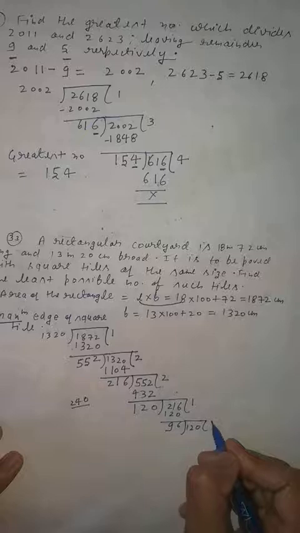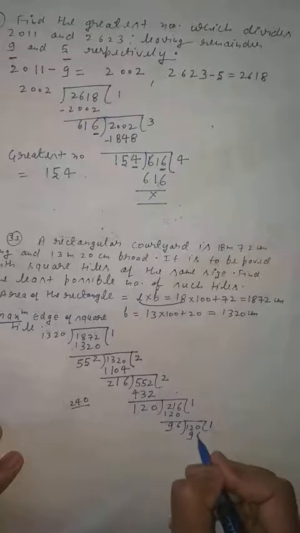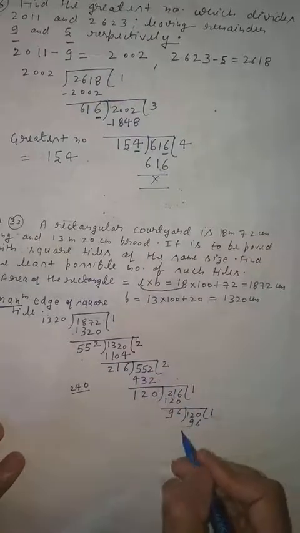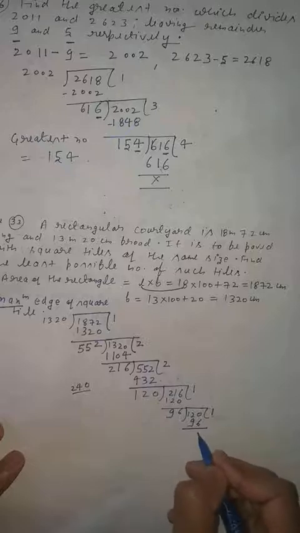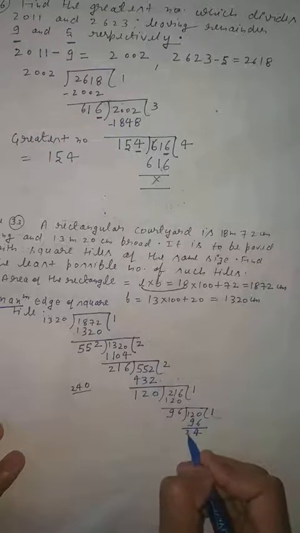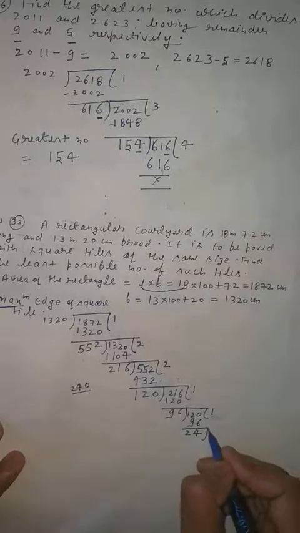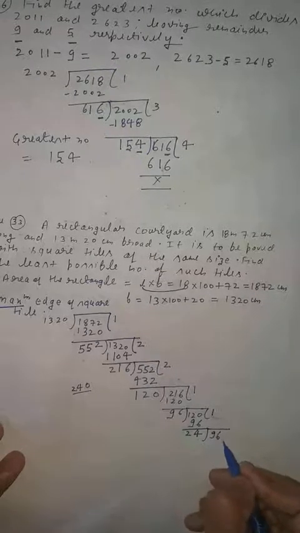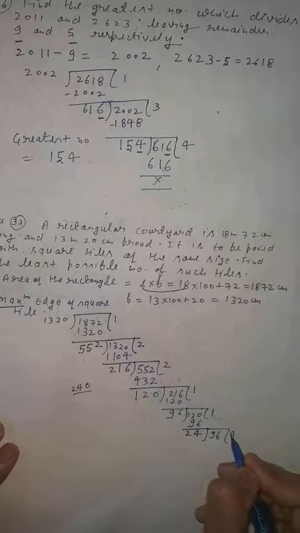Again you will divide 120. This will come 1 times. This will come 10 minus 6 4. 11 minus 2 9. 11 minus 9 2. Clear, student? So 24. Now again you will divide. So this will go 4 times. Clear, students?